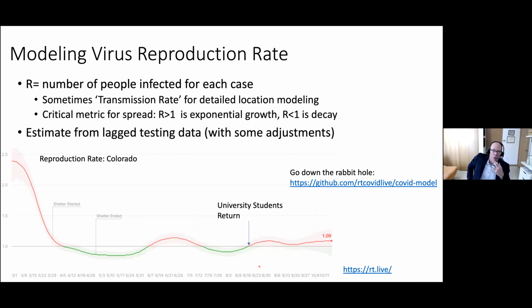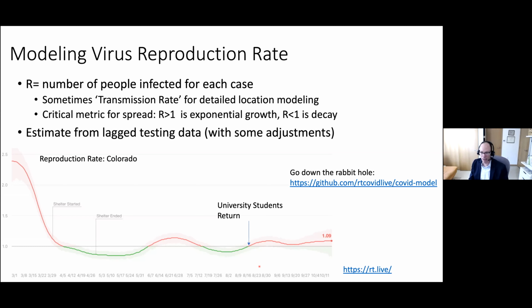So let's talk a little bit more about how we model viruses. What you hear a lot about, and what one of the goals of public health is, is to understand the local virus reproduction rate. Particularly when we're trying to understand the future, you want to know what they call the reproduction rate, or R value. That's the number of people infected for each case of, say, COVID-19. Sometimes if you're doing this on an individual basis at different locations, you call it the transmission rate when you're doing modeling at different locations. But this is a critical metric. If each person spreads it to more than one person, you get exponential growth. If you spread it to less than one person, then you get an exponential decay of the virus.